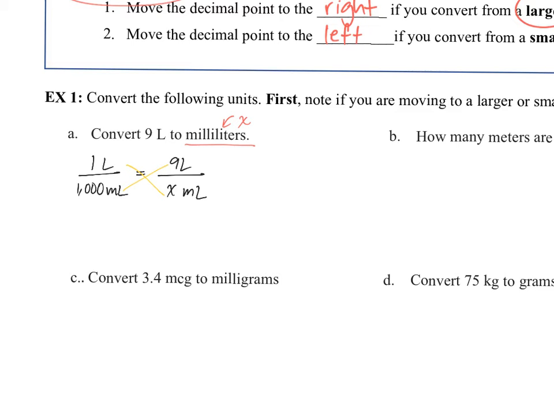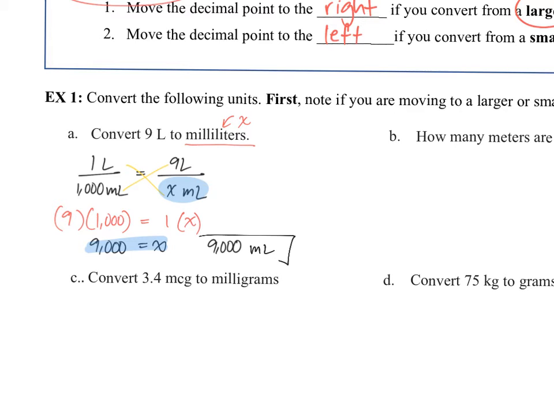And what do I get when I cross multiply? Well, I get 9. We're just going to go ahead and drop the units for this calculation. 9 times 1,000 equals 1 times x. Well, multiplying that out, what do I get? 9 times 1,000 is 9,000 equals x. So our answer is going to be 9,000. Well, what was x? X was our milliliters. And we know that that equals 9,000. So my answer is 9,000 milliliters.